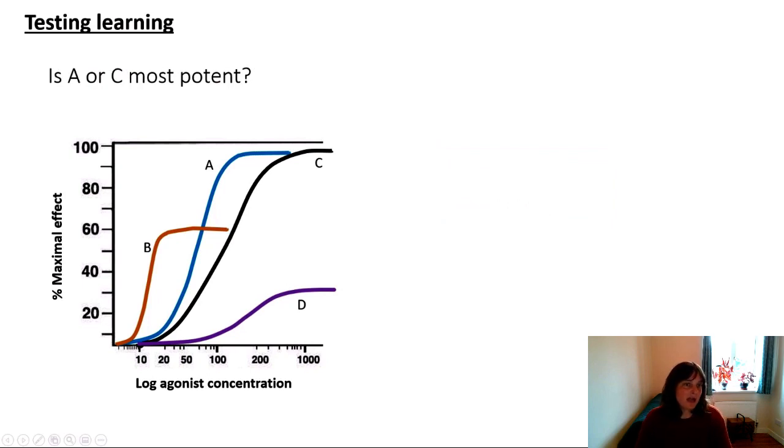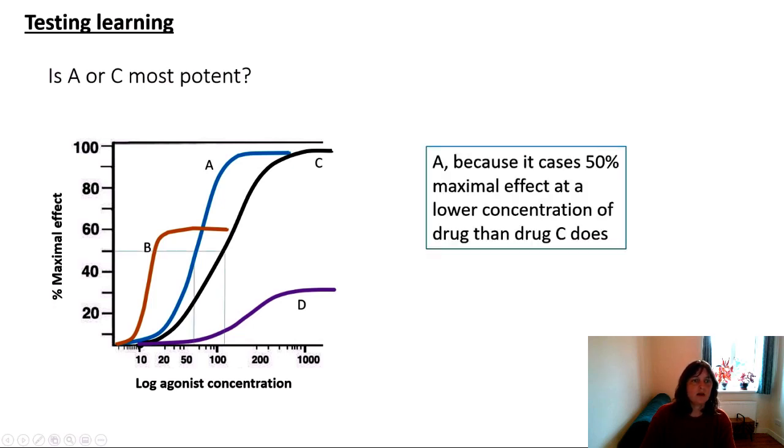Okay. Is drug A or drug C most potent? I'm going to reveal the answer now, so pause it if you want a little bit more time. So drug A is more potent because it causes 50% maximal effect at a lower concentration of drug than drug C does. If we look across this blue line here, we're looking at EC50s, we see that drug A has a lower EC50 than drug C. Therefore, drug A is more potent than drug C.